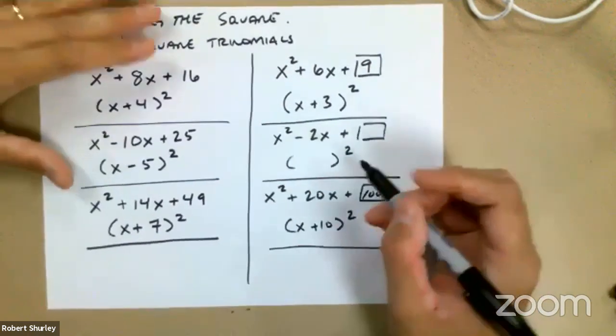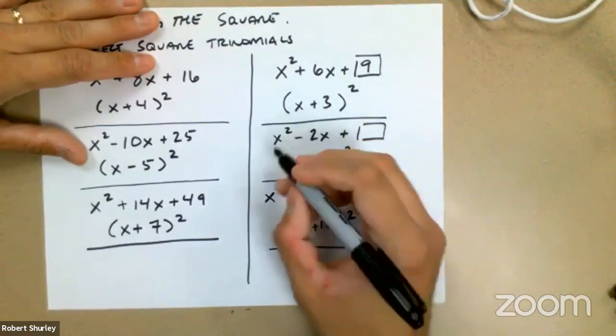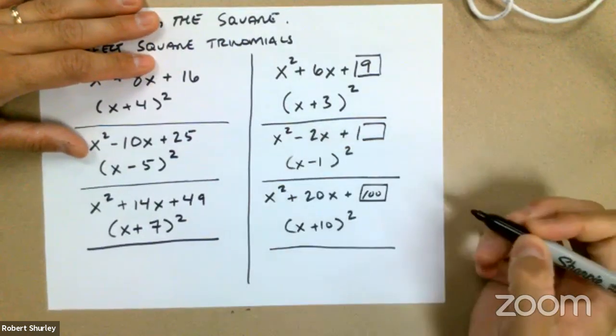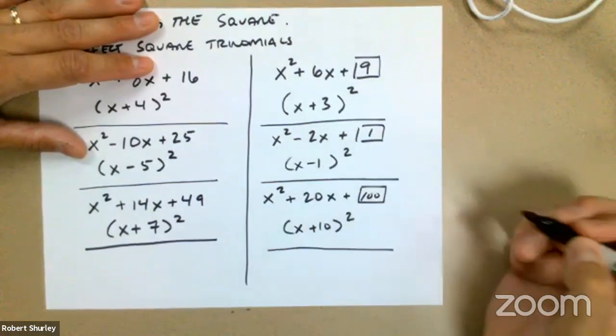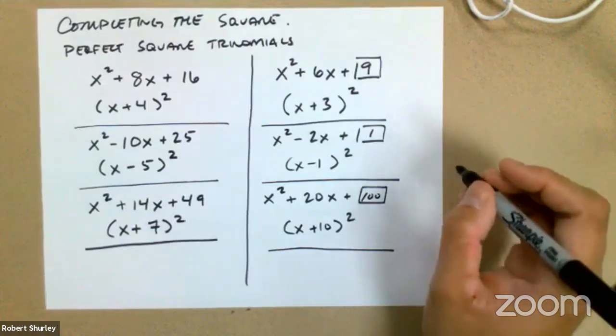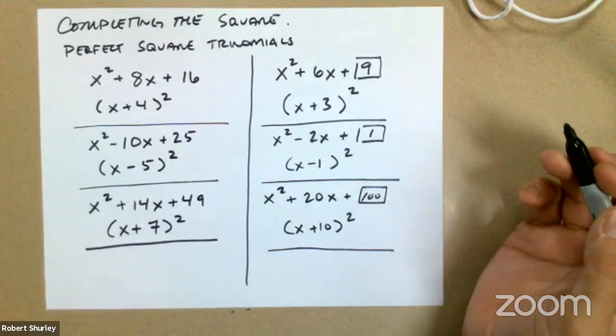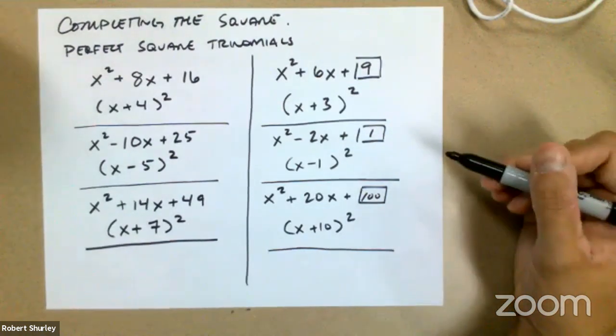So then I'm going to do this one the same way. If I divide negative 2 by 2, I get a minus 1, right? x minus 1. And then when you square it, you get a positive 1 there, because negative 1 squared is a positive 1, right? Negative 1 times negative 1.